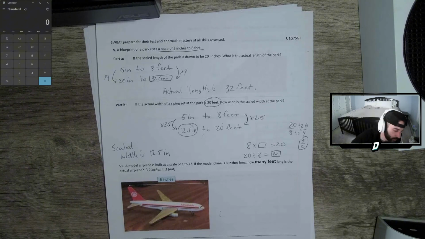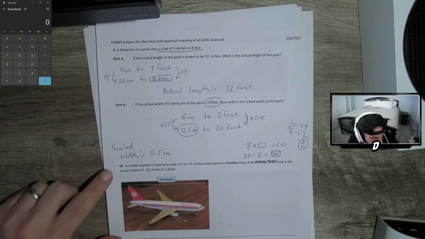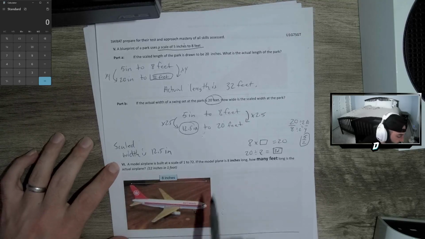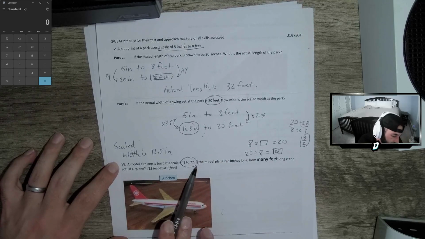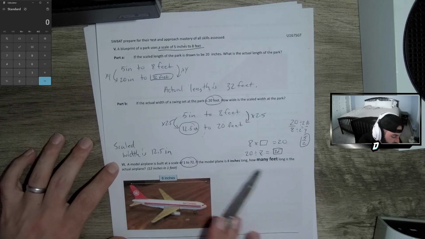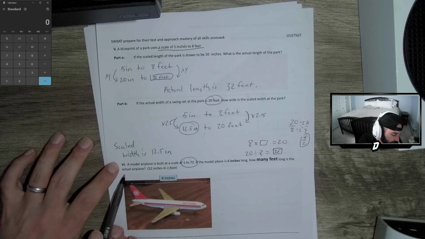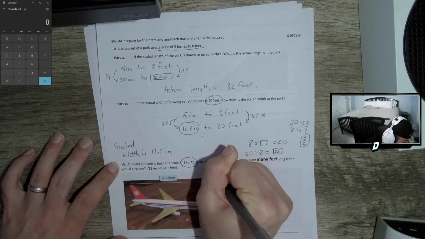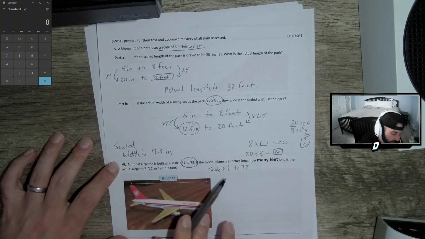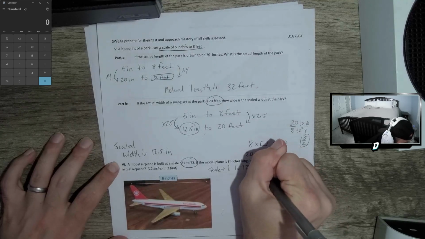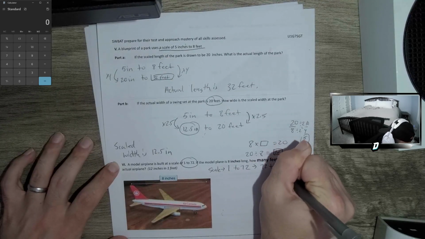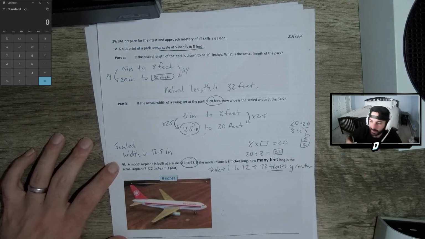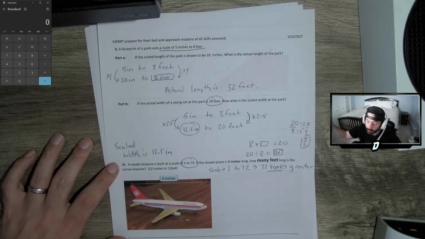All right. So here we can now go to question 6. A model airplane is built at a scale of 1 to 72. If the model plane is 8 inches long, how many feet long is the actual airplane? So this one's a little different. Here, remember, 1 to 72, that's our scale. But do you see how there's no units? This means that our actual is 72 times greater. And 72 times greater just means you're going to multiply by 72.